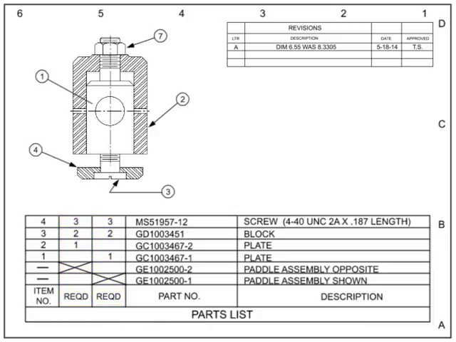Shown is an example of a drawing with multiple assemblies. An X will indicate the appropriate quantity column per assembly. For the assembly labeled Paddle Assembly Shown, the quantity column is on the right. The quantity column for the paddle assembly opposite is on the left.